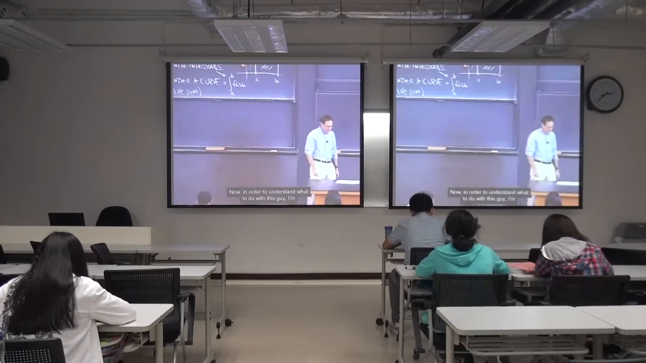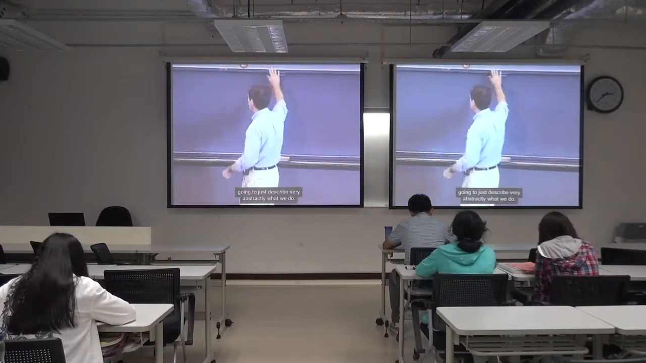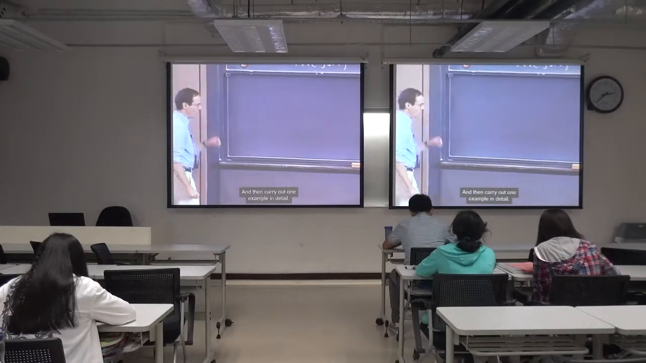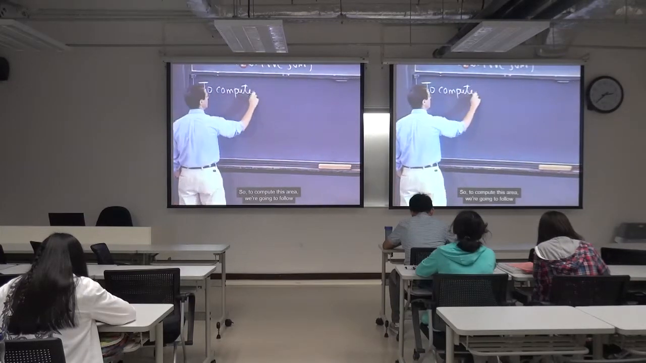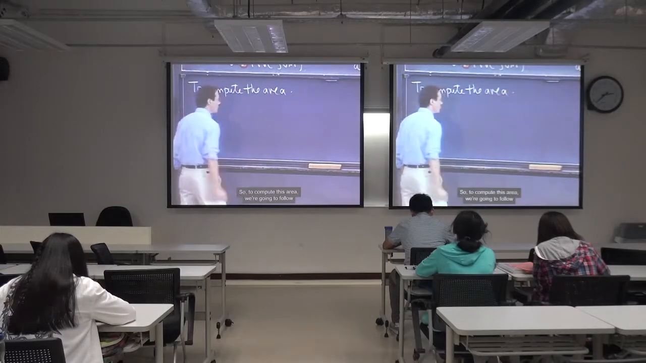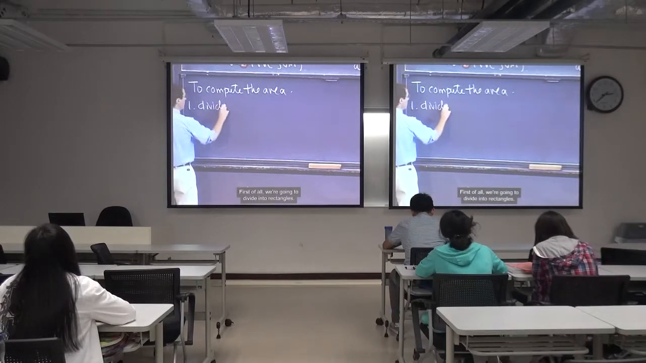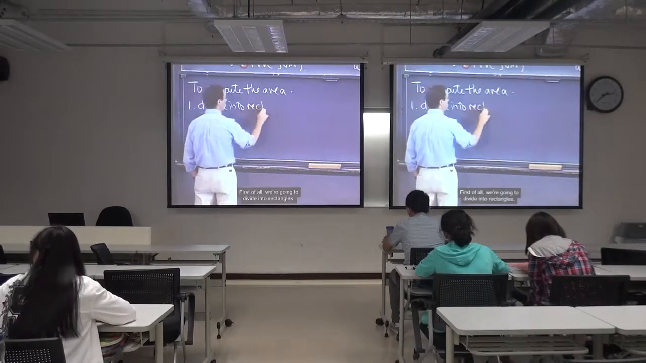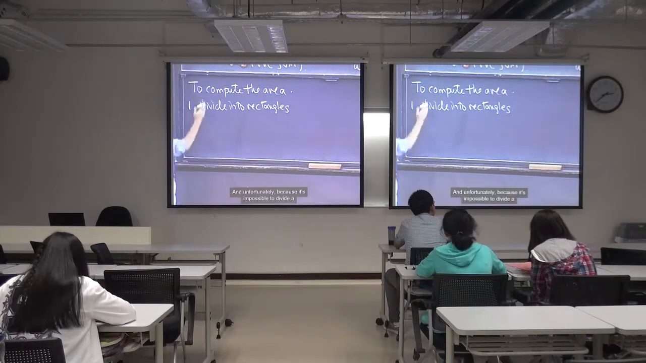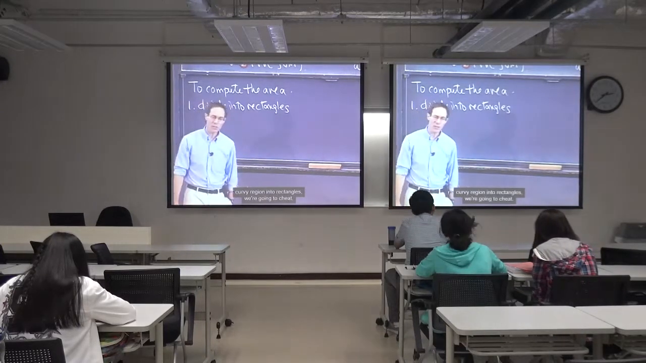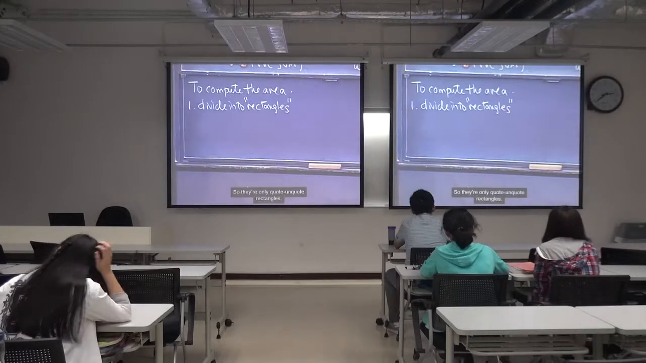Now, in order to understand what to do with this, I'm going to describe very abstractly what we do and then carry out one example in detail. To compute this area, we're going to follow initially three steps. First of all, we're going to divide into rectangles. Unfortunately, because it's impossible to divide a curvy region into rectangles, we're going to cheat. So they're only quote-unquote rectangles. They're almost rectangles.